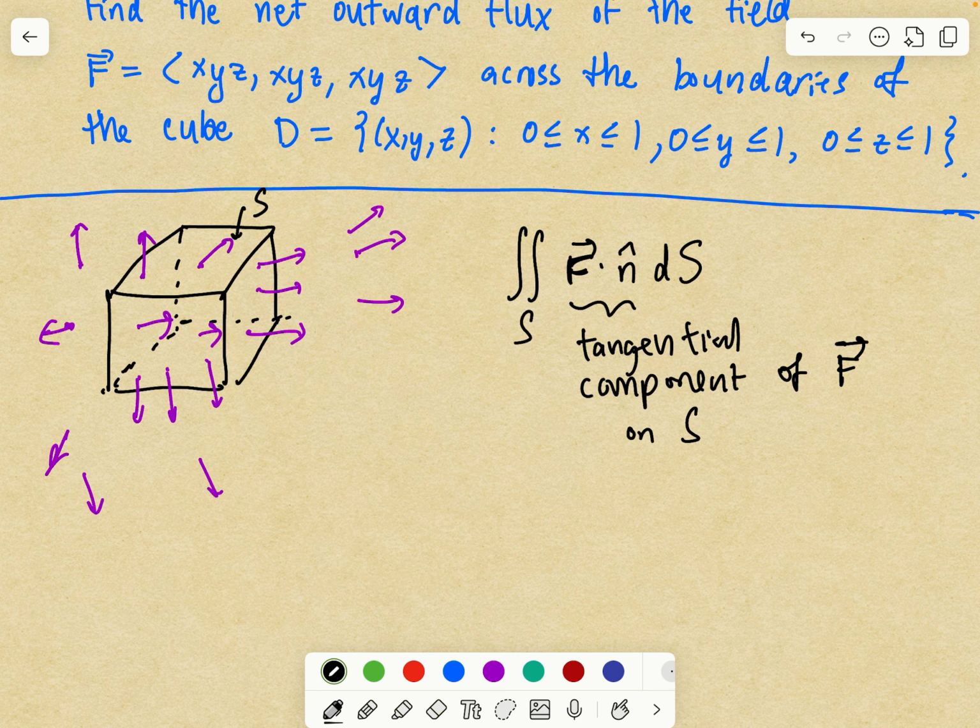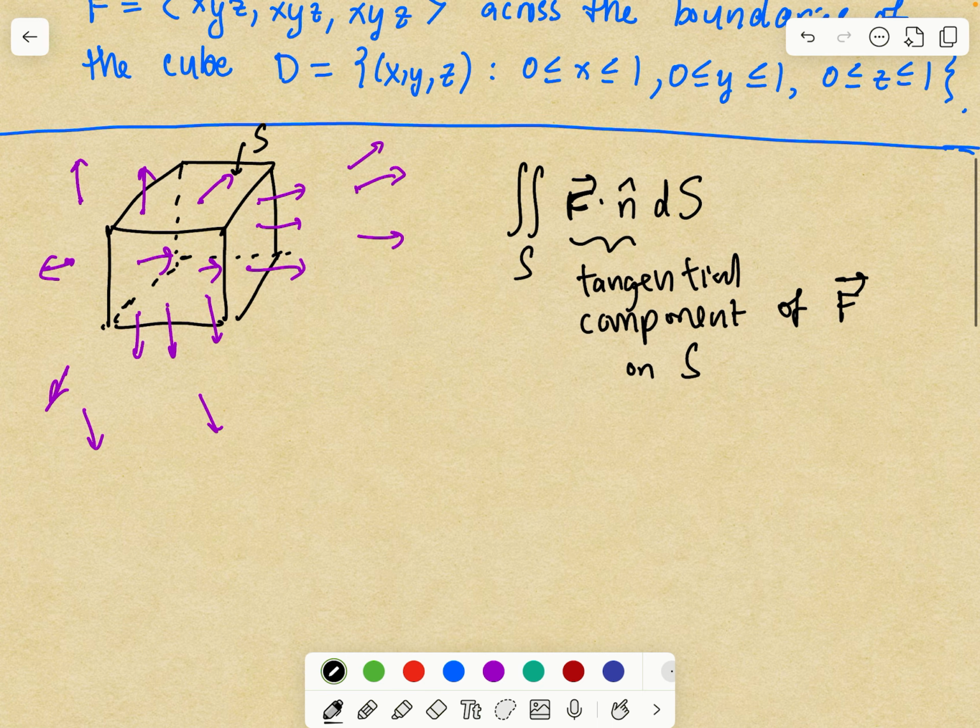And to do this integral, if you had to do it out just using the definition of this integral, S consists of the outside of this cube, so there are actually 6 different surfaces. So you'd have to do 6 different surface integrals and then add up all those 6 surface integrals. But instead of this vector surface integral, you can apply the divergence theorem.